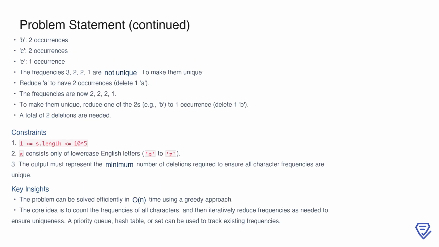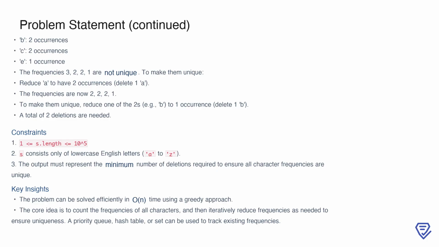Now, let's examine another example with the string s equals "cbap". The character frequencies here are: a appears 3 times, b appears 2 times, c appears 2 times, and e appears 1 time. The frequencies 3, 2, 2, and 1 are not unique, so deletions are needed. First, we can reduce the frequency of a from 3 to 2 by deleting one a. This adjustment changes the frequencies to 2, 2, 2, and 1.